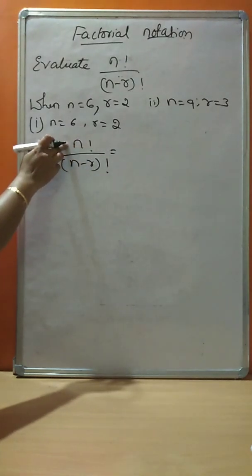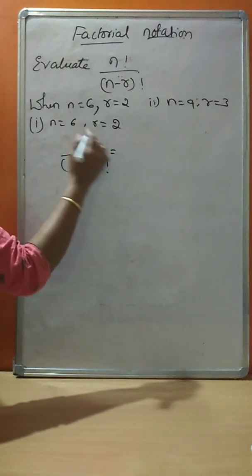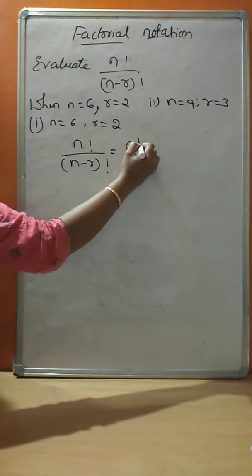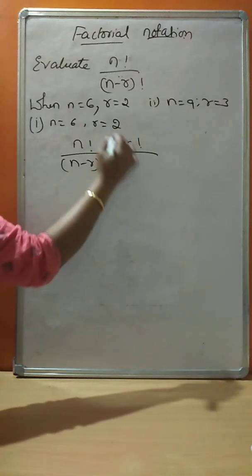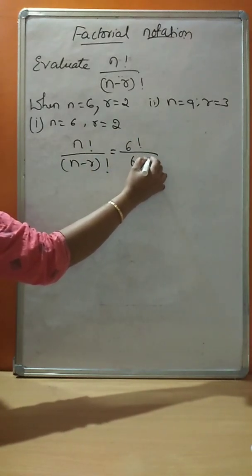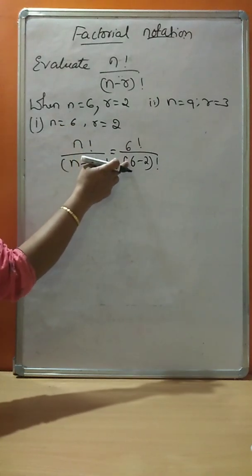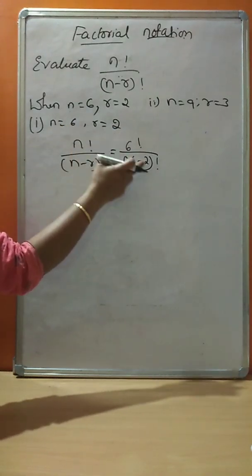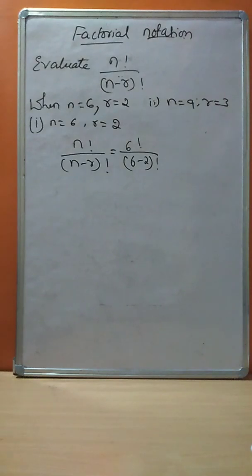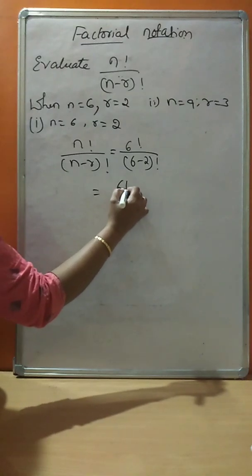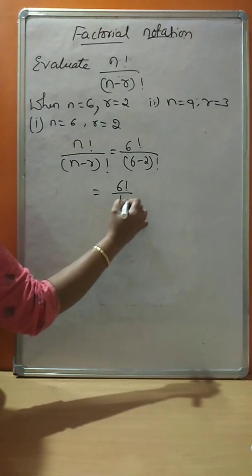Now, n factorial means what? You have to write n, which is 6 here. You have to write it as 6 factorial divided by 6 minus 2 factorial. Wherever n is, substitute the value of n, and wherever r is, substitute the value of r. Now you can write it as 6 factorial divided by 4 factorial.